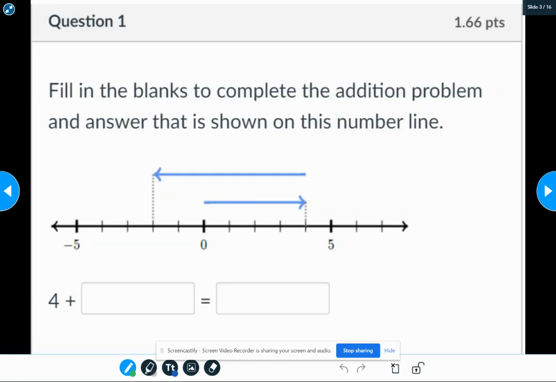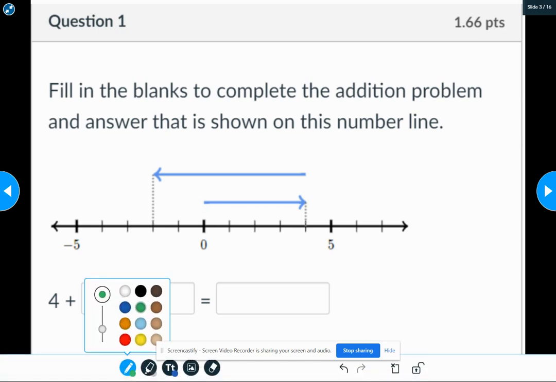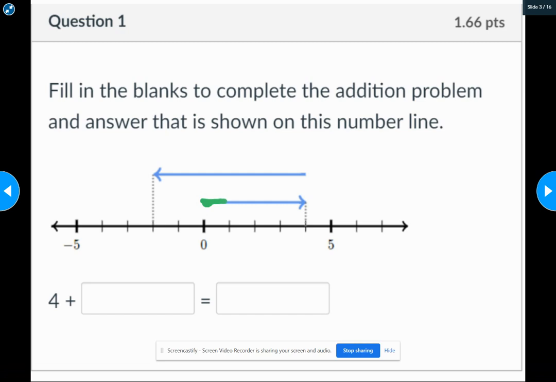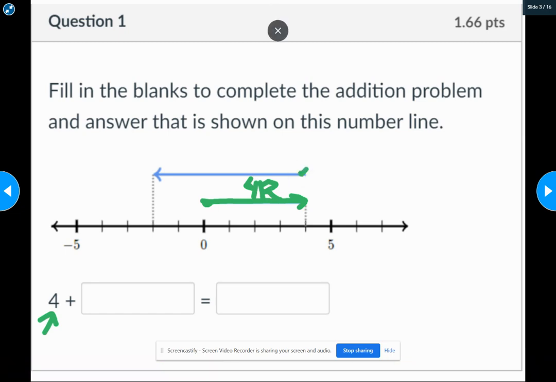Okay, number 1, fill in the blanks to complete the addition problem and answer that is shown on the number line. Okay, so notice you're starting at 0, and you're going 4 to the right. So that is the 4 here. And then after you go 4 to the right, you could count the spaces, 1, 2, 3, 4, 5, 6. Okay, then you're going 6 left.